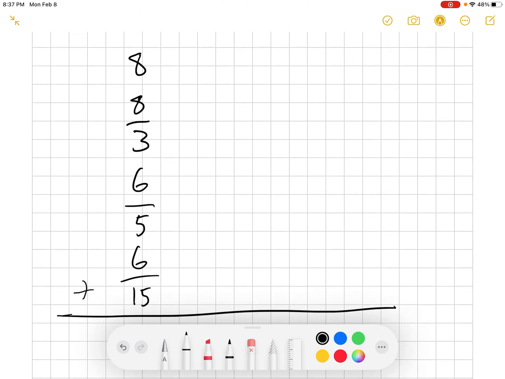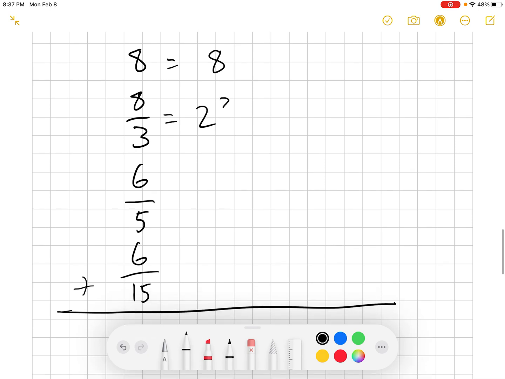8, 8/3, 6/5, and 6/15. And what I'm going to recommend is now is a good time to rewrite these as whole numbers, as mixed numbers. I'll write 8 as 8, 8/3 as 2 and 2/3. We've been practicing this, so this should not be too difficult. We would write 6/5 as 1 and 1/5, and we would write 6/15 as 6/15. Again, don't reduce yet.